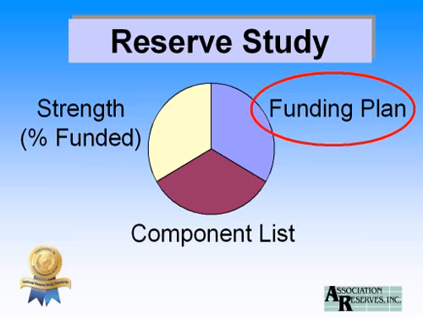While we're able to spend more time on the component list in our RS 101 curriculum and strength calculations in our RS 102 curriculum, in this session we'll take the time to look into the important decisions and issues having to do with methods used to calculate the funding plan and a description of the different objectives or goals that you can choose.